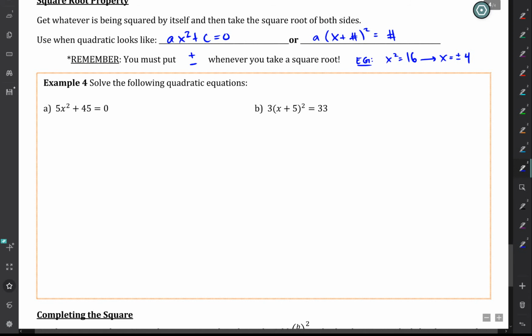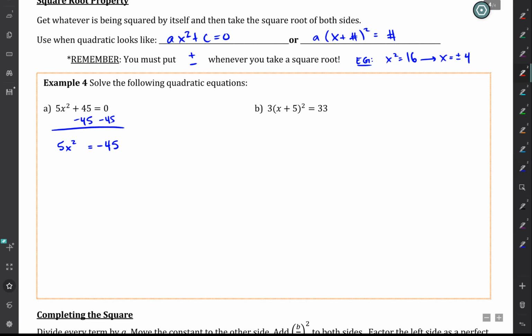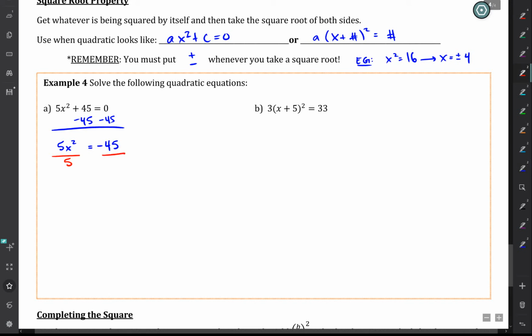Our first step should be to subtract 45 from both sides. When you do that, you get 5x squared is equal to negative 45. Then you're going to divide both sides by 5, and so you end up with x squared is equal to negative 9. Then you'll take the square root of both sides to get rid of that x squared.